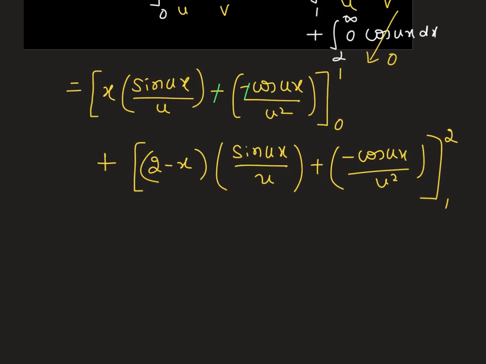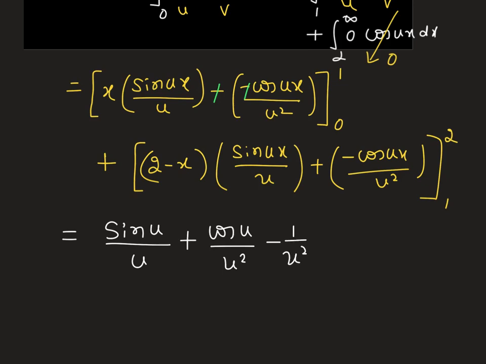Now let's apply the limits one by one. If you substitute the upper limit x is 1 in the entire expression, we get sin u by u plus cos u divided by u square. Substituting lower limit x is 0, this becomes 0, and cos 0 is 1 divided by u square, and since it is a lower limit, we get minus 1 by u square. So the first part is completed. Next I'll apply the upper limit x is 2 to this term.